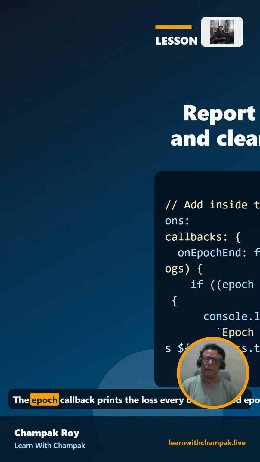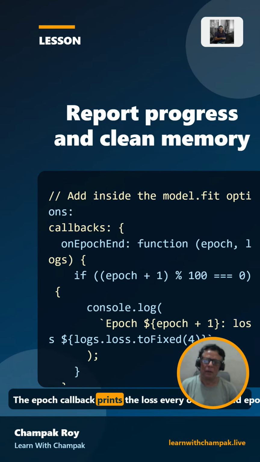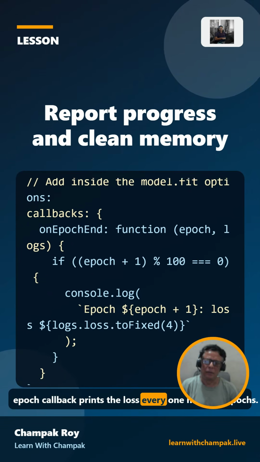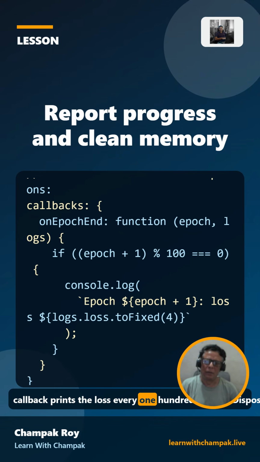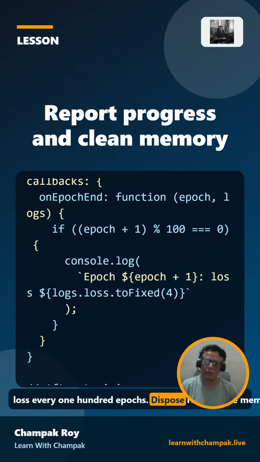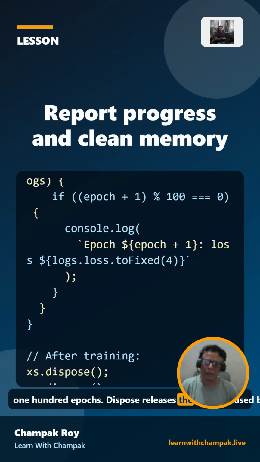The epoch callback prints the loss every 100 epochs. Dispose releases the memory used by the training tensors. This is especially important in a browser, where repeatedly creating tensors can otherwise waste memory.